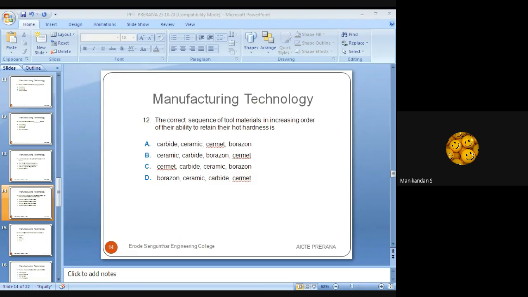Actually, cermet is a new material to know. Cermet is a combination of ceramic and metal, and boron nitride is a combination of boron and atoms of nitrogen. These are the two new materials you may hear right now. In cermet, 90% is ceramic and 10% is metal mixture, whereas boron nitride is nothing but a boron nitride compound.